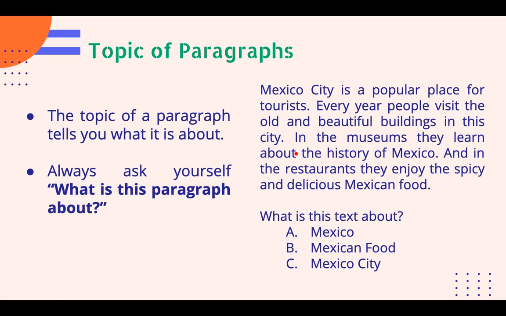Okay, very good. Spicy, picante. And what would you guys say is the topic of this paragraph? Mexico, Mexican food, or Mexico City? Some of you said Mexico City, others are saying Mexico. Okay, and yes, very good. It is C, Mexico City. It cannot be Mexico because Mexico is too general. México es muy general esa palabra, porque estaríamos hablando de todo el país. But here we're just talking about Mexico City. That's why the topic is Mexico City, not Mexico. Very good.